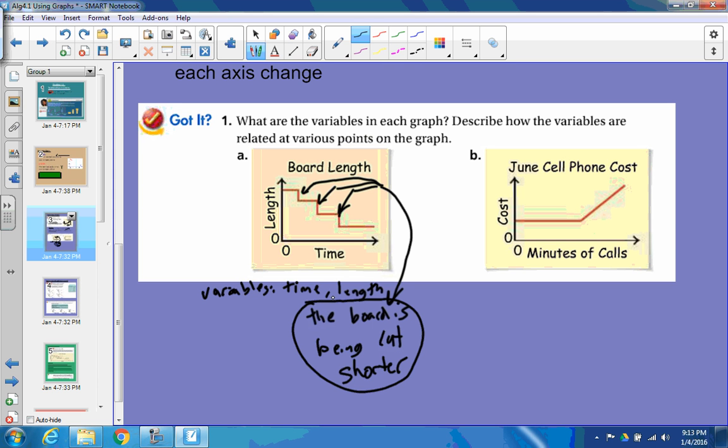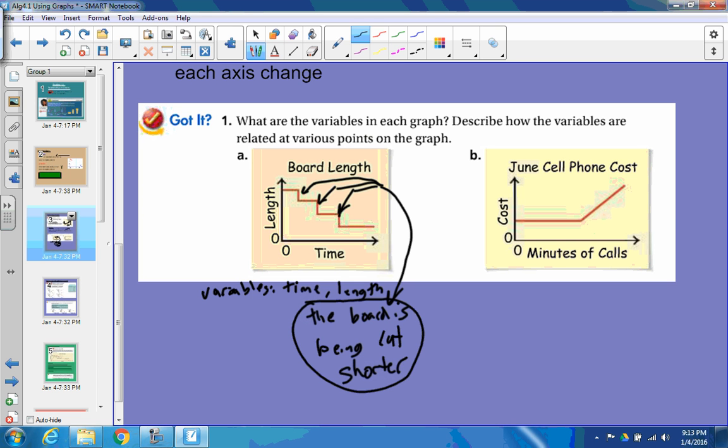So to describe it, I would say as time goes on, there are three different spurts where the board gets drastically cut shorter. There's still some length left. It's not down to zero, but every once in a while, every I don't know increment there, it's getting cut shorter.